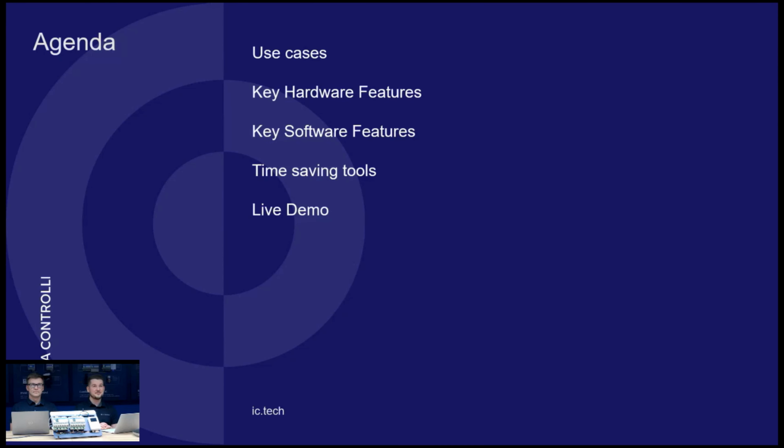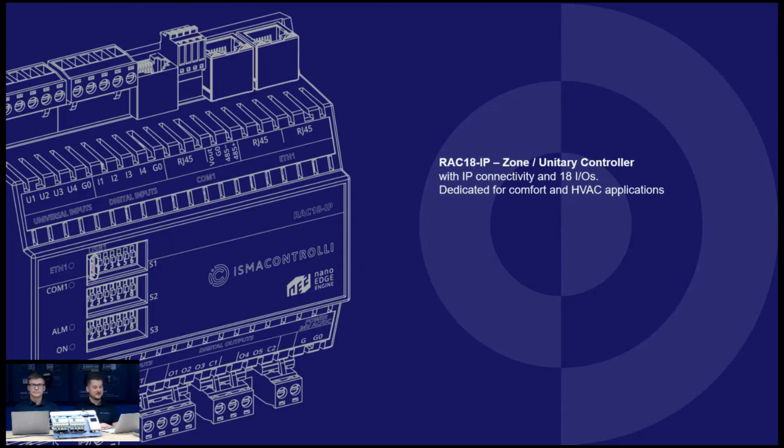So without further ado, I will give the floor to Tomasz to go through the hardware key features. Thank you, Paweł, and hello, everyone. We will go through the room application controller, also called a zone application or unitary application controller, which is equipped with 18 inputs and outputs and IP connectivity.